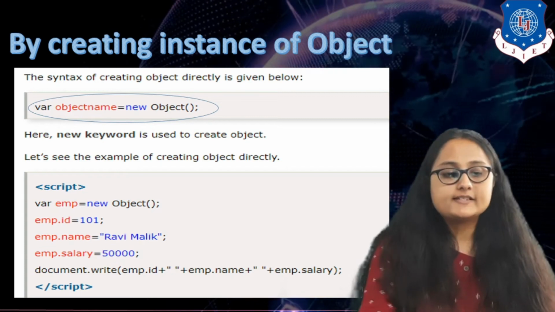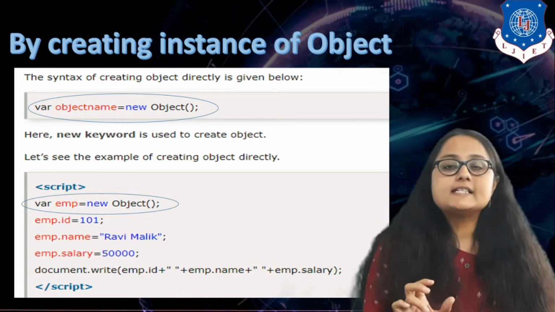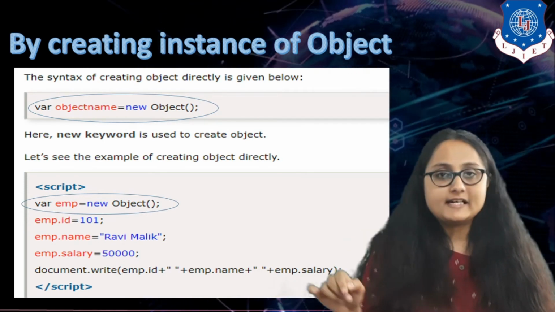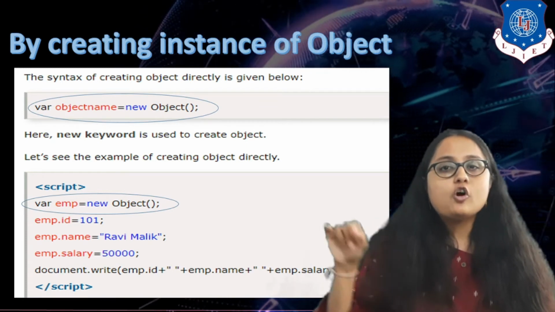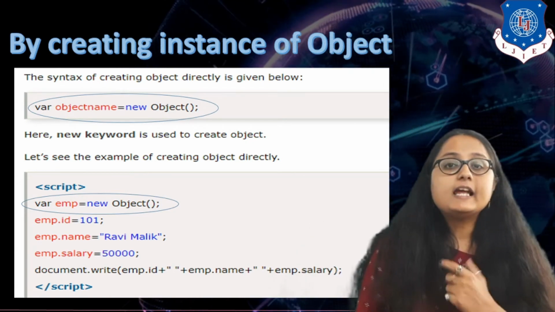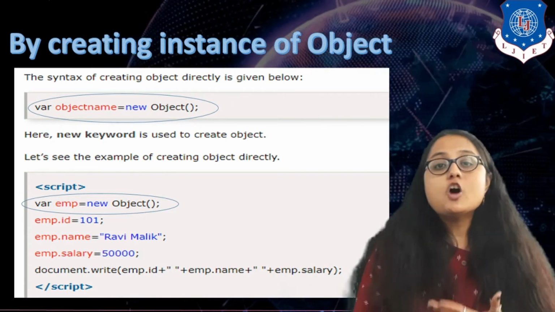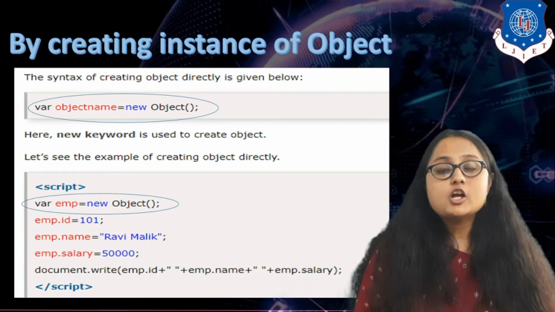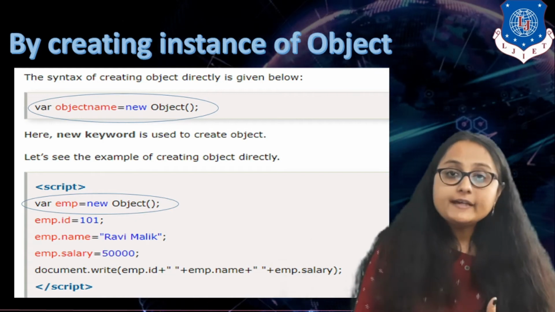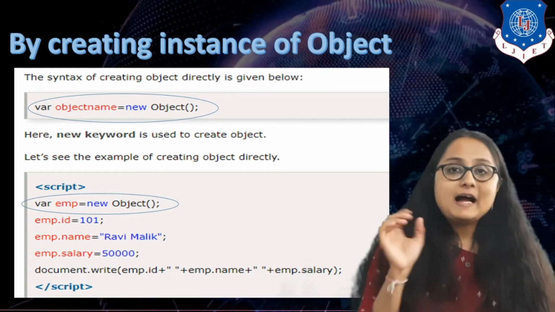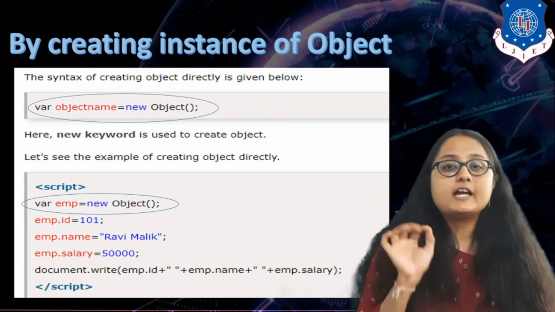Let us see the below example. Here I have again created the same object: var emp, where emp is my object name, is equal to new object. This will create a new object called emp. But have I assigned any properties or values related to those properties? No, the property names and property values are still to be defined. How can we do so? We can do so by assigning the property name via the dot operator.